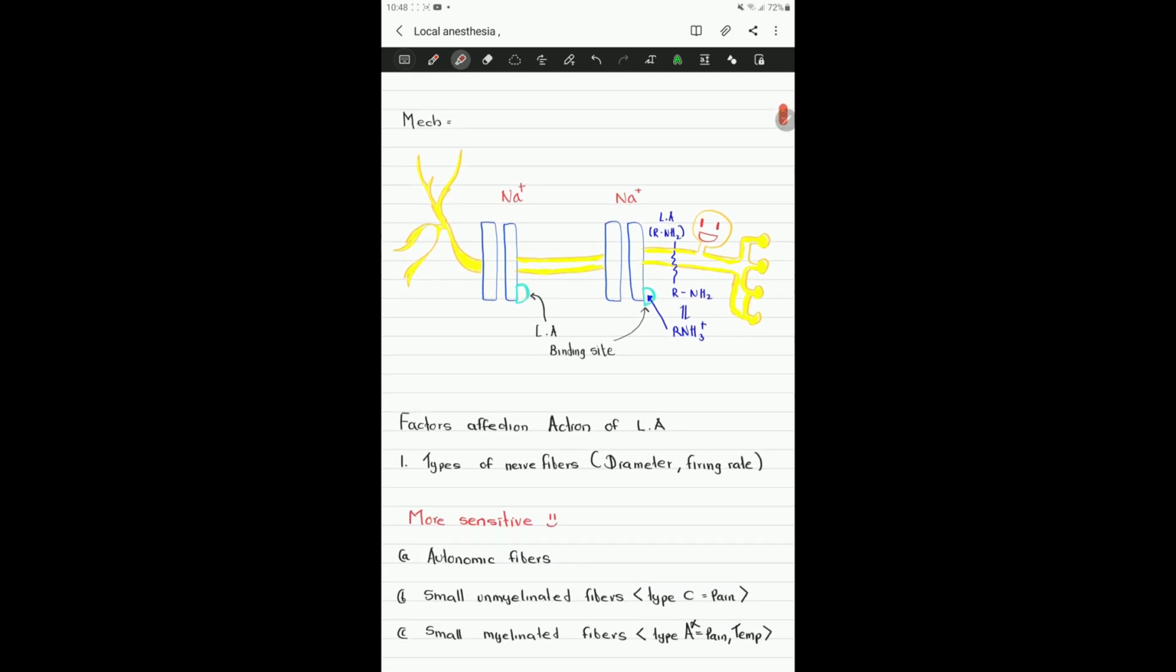So, let's see the mechanism of action of local anesthetics. Let's take a scenario in which we have a certain stimulus. This stimulus causes production and spread of action potential along the axon. We know that formation and spread of action potential is initiated by sodium ion influx intracellularly.